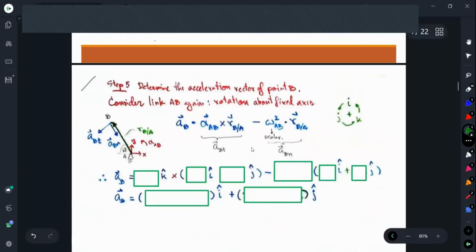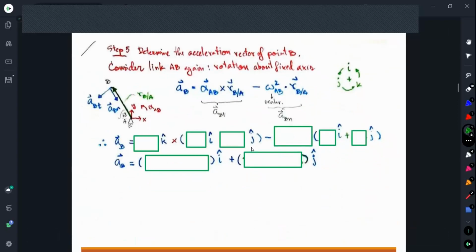Next we will move on to find the acceleration vector of point B. To find the acceleration vector, we have to consider the formula for relative acceleration. For this case, because link AB is rotating about a fixed axis, the acceleration is composed of two components: the first is the tangential component, and the second is the normal component. And do not confuse the cross product with the multiplication product.